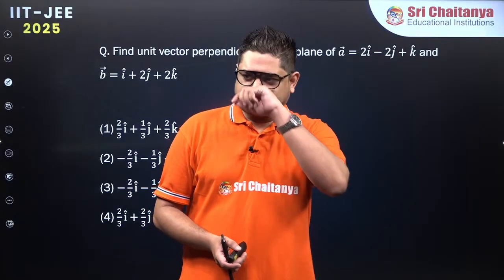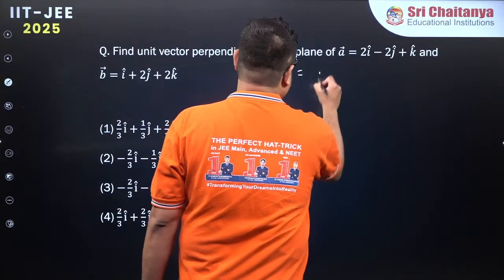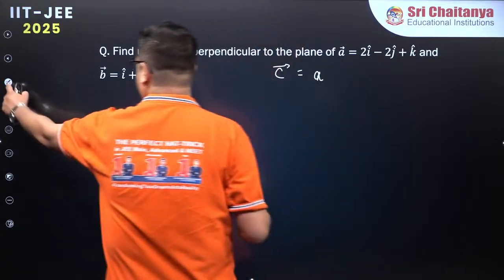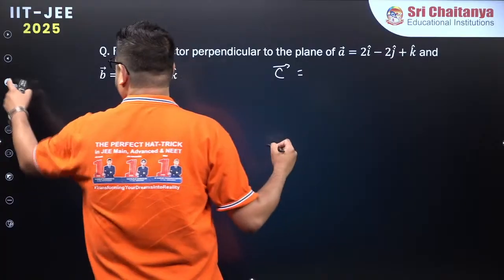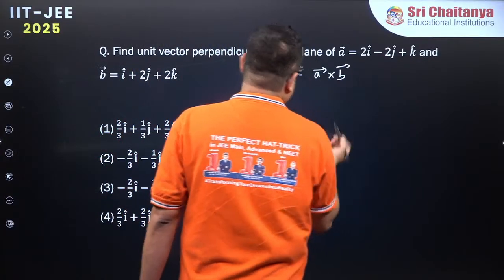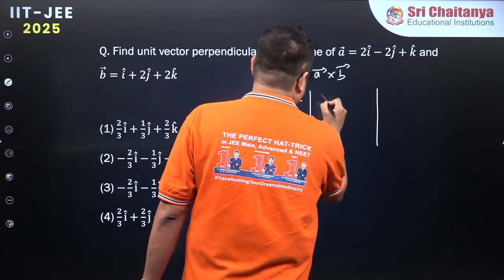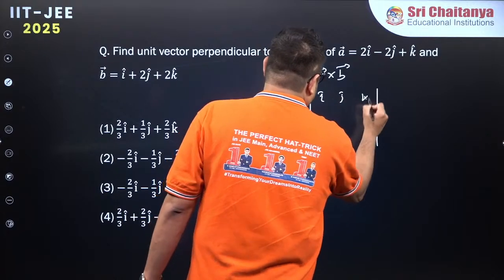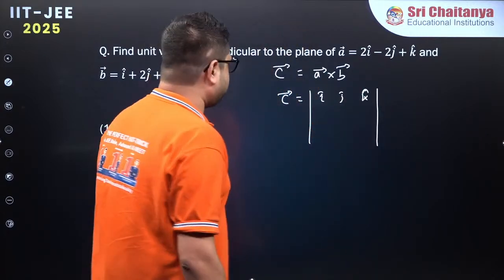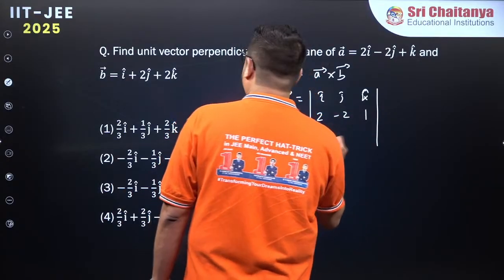Okay. So now what needs to be done over here? So C is going to be A cross B. This is what you need to perform. C is going to be equivalent to A cross B, isn't it? So now you just need to write it down once again and solve it by means of the determinant method. That's the famous method, isn't it? i cap, j cap, k cap, 2, minus 2, 1, and over here 1, 2, 2.